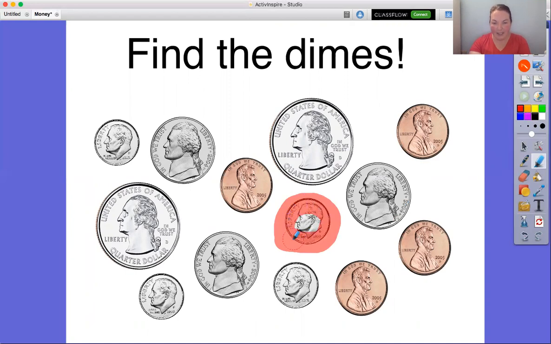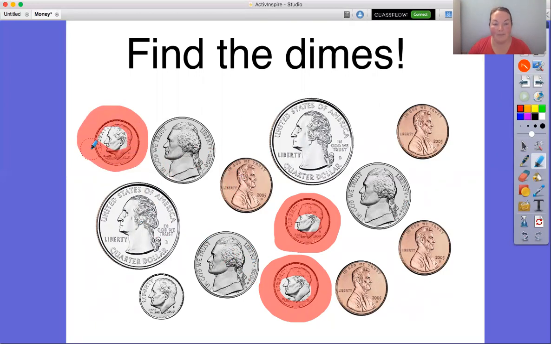Do you see how it's smaller than the other coins? Is this a dime? No, that's a nickel. This is a dime. What about this one? No, too big. This one, nickel. Penny, not a dime. Oh, look, there's a dime right there.